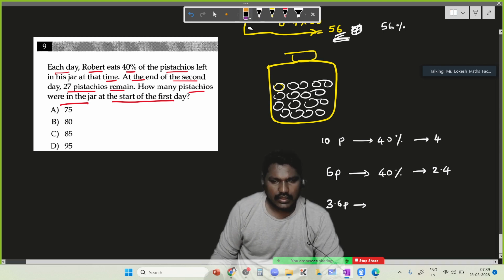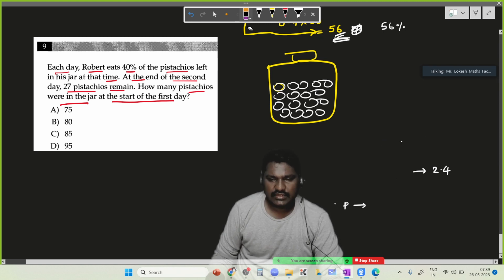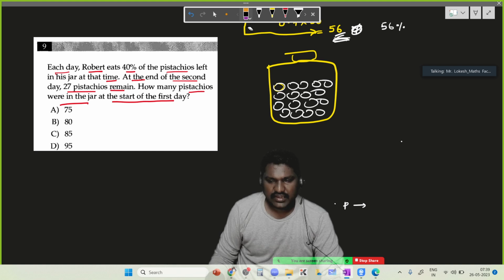Now assume that we don't know the number of pistachios in the jar. So let me write day 1 and day 2.